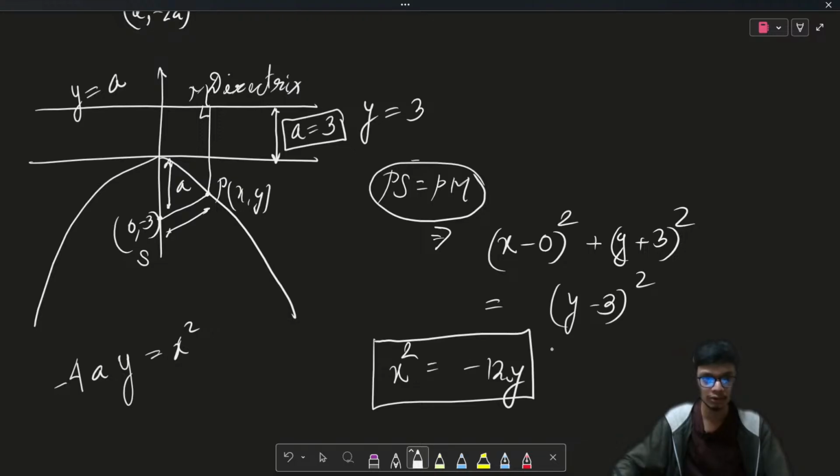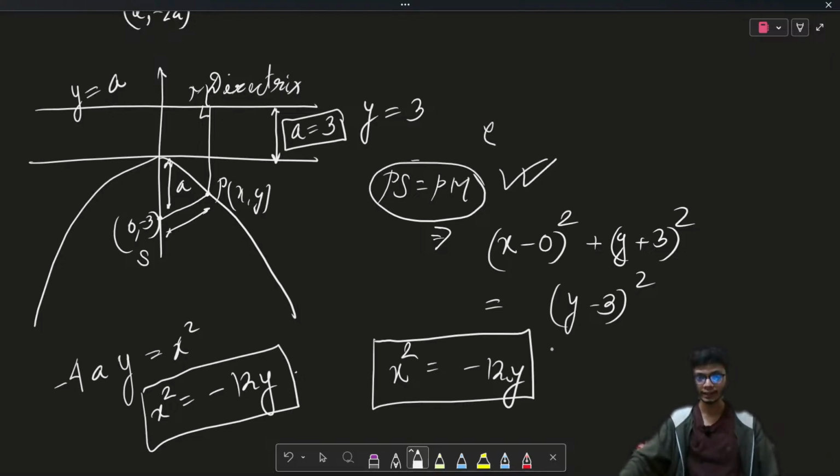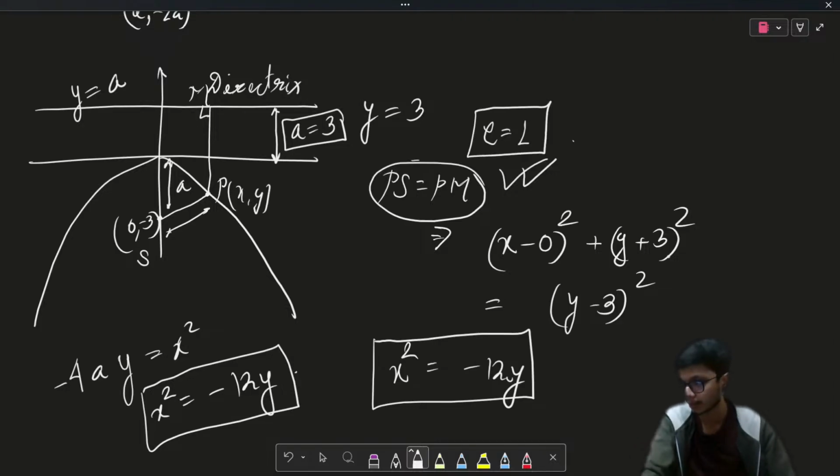So this particular length is also equal to a. This particular length is a. So if I solve this, I'll get x square is equal to minus 12y, right? So this is going to be the standard equation of the parabola. We can also solve by definition and we can also solve by the standard equation. Since in this case the eccentricity is equal to 1 for a given parabola.